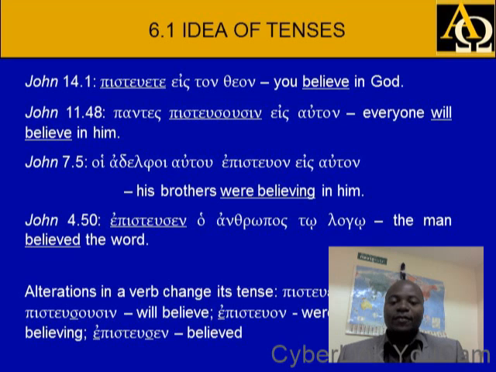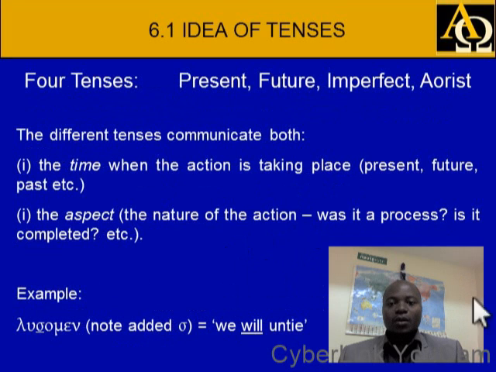So already here we have the four tenses in Greek. We have the present tense, the future tense, the imperfect tense, and the aorist tense. And we'll talk shortly about what each of these tenses are about. So four tenses: present, future, imperfect, aorist. The different tenses communicate the time when the action is taking place: present, future, and past. And the aspect, the nature of the action. Was it a process? Is it completed?